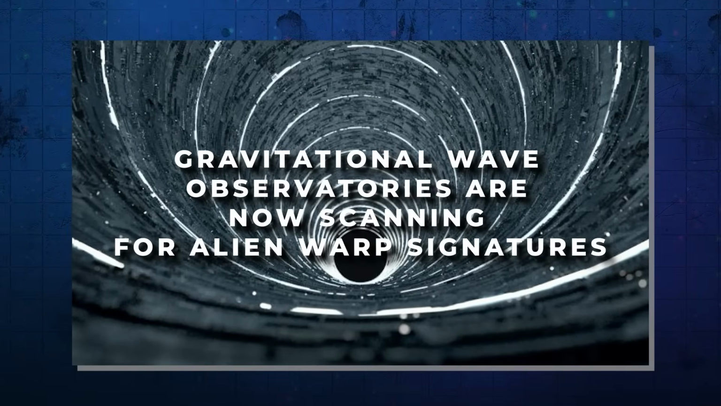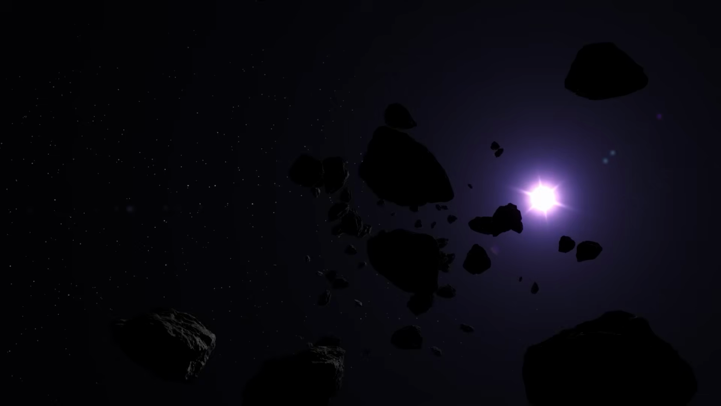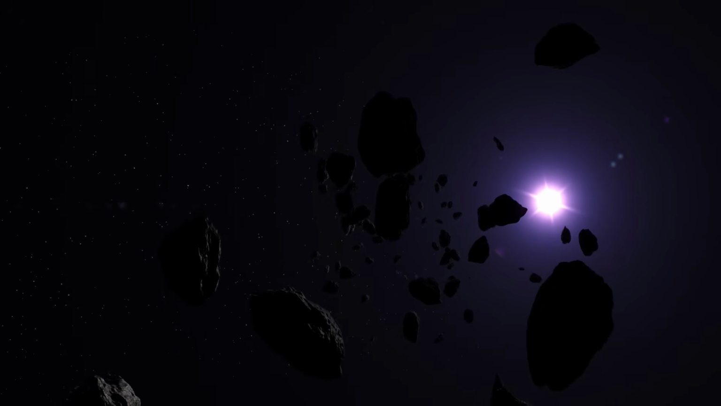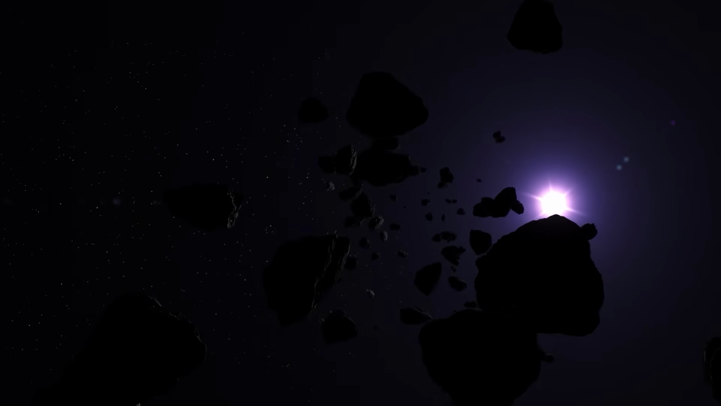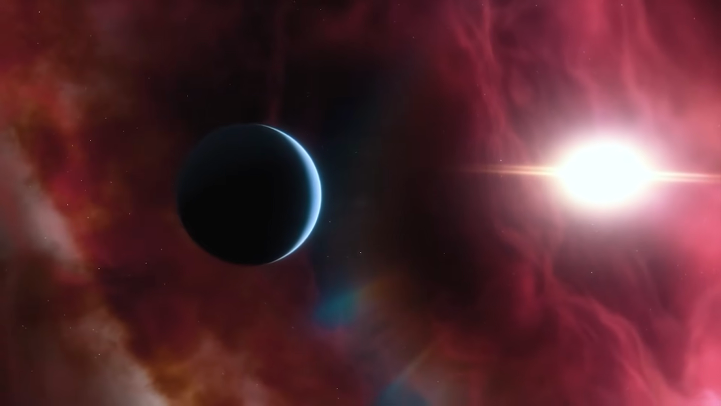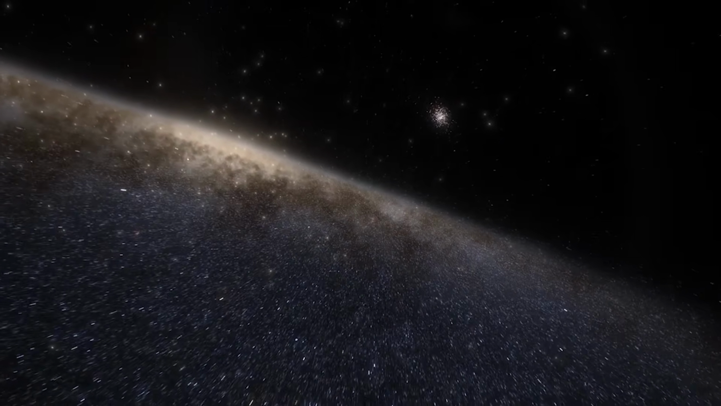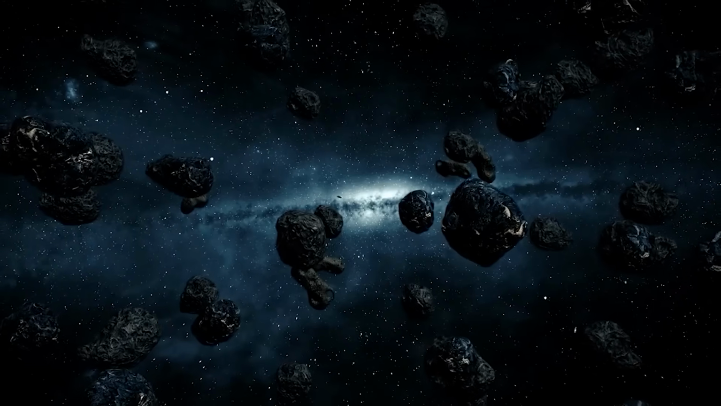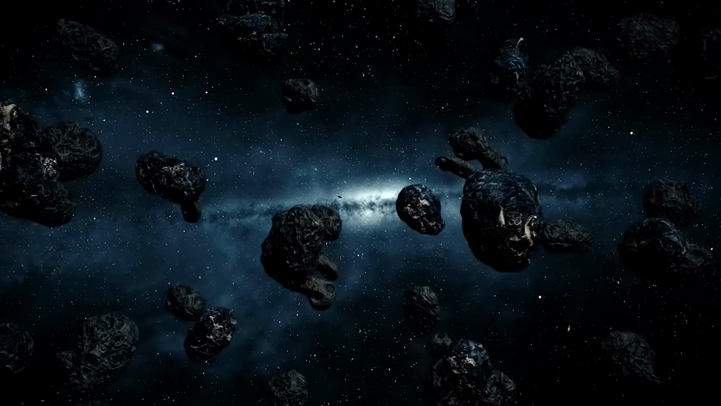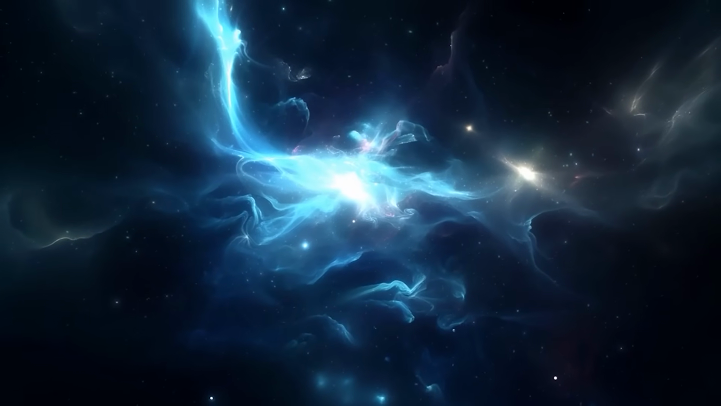Gravitational wave observatories are now scanning for alien warp signatures. In September 2015, the Laser Interferometer Gravitational Wave Observatory, LIGO, detected a signal that lasted less than a second and changed the history of science. Two black holes, each roughly 30 times the mass of the Sun, had merged 1.3 billion light-years away, releasing more energy in that fraction of a second than all the stars in the observable universe radiate in the same time interval. The energy was not released as light or heat or particle radiation.